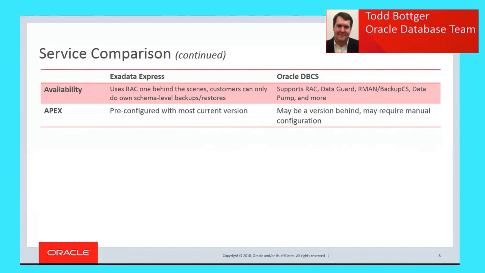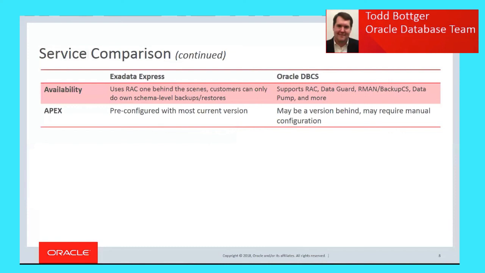Whereas with DBCS, you have access to all those things. You can set it up with your own RAC clusters, which you have access to and can administer. You can set it up with DataGuard. You can have standbys. You can take full RMAN backups and even send them to our backup cloud service. You have access to Data Pump. So all the things that you know and love with on-premises Oracle database, you also have access to with the DBCS service.